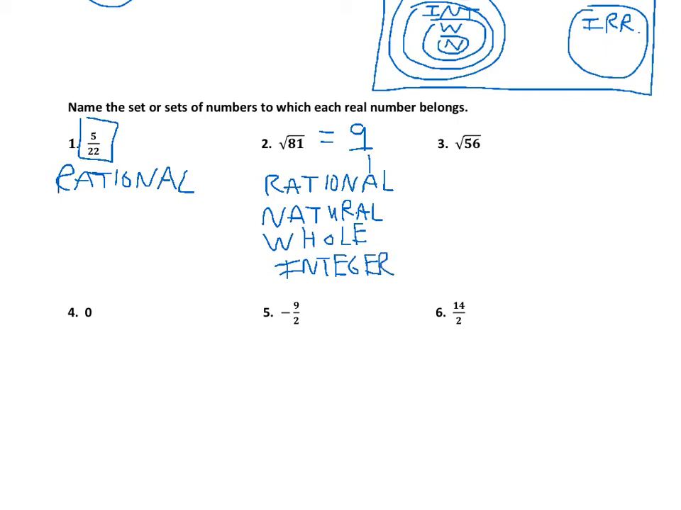Now square root, I didn't give the definition of this. We'll probably do more work with this later in the year. This basically asks you what number times itself gives you 81. Well, 9 does. If you didn't know that, just throw it in your calculator.